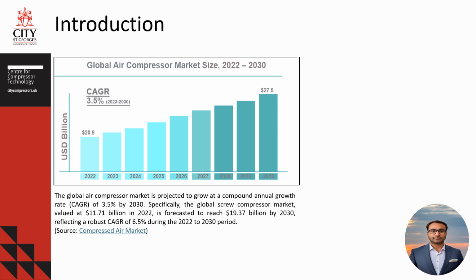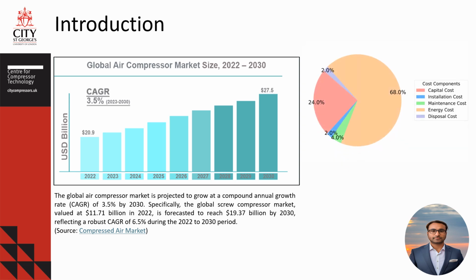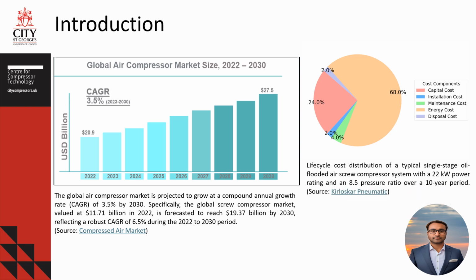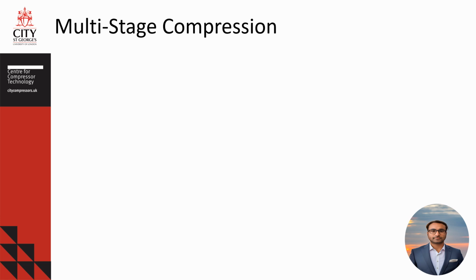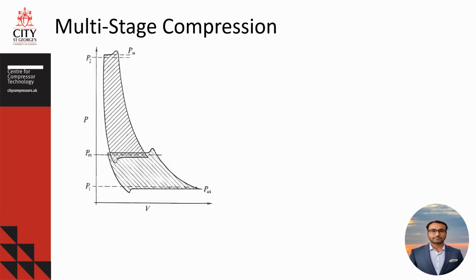If you examine the life cycle plot on the right, you will notice that operational costs, primarily due to energy consumption, constitute a significant portion of the total cost, leading to carbon emissions. Therefore, optimizing screw compressors, either through individual parameter optimization or multi-stage compression, is crucial. Talking about multi-stage compression, it is basically associated with piston compressors.